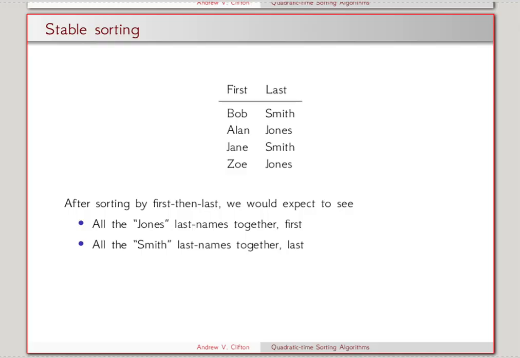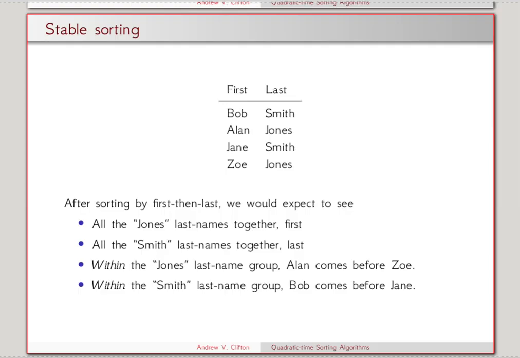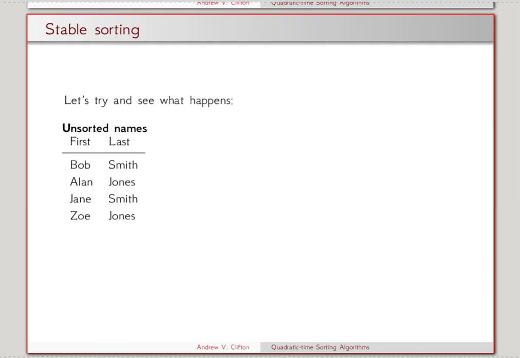Within the Jones group, Alan comes before Zoe because A comes before Z. So I should see Alan Jones and then Zoe Jones: 2 Joneses together, but A before Z. And then within the Smith group, I expect to see Bob before Jane, because B comes before J. So let's try it and see what happens.